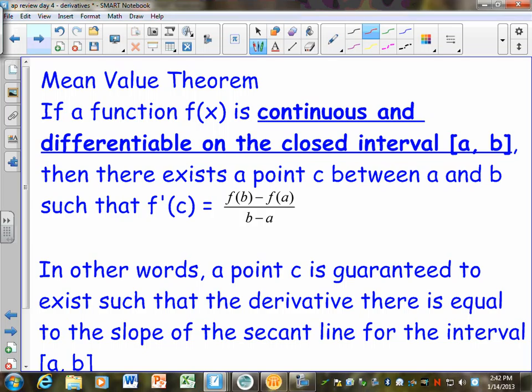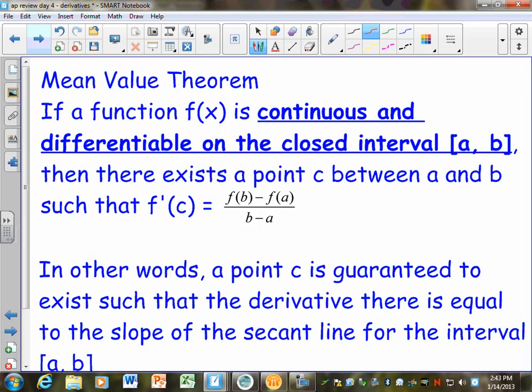Well, the mean value theorem is something that comes up a lot, and I think there was a question on the last take-home test you had. It says, if a function is continuous and differentiable on the closed interval from a to b, then there exists a point c somewhere in between a and b, such that the derivative of c will be equal to f of b minus f of a over b minus a.